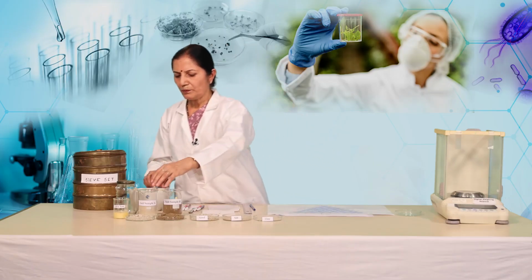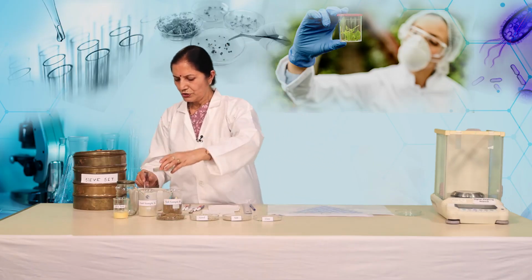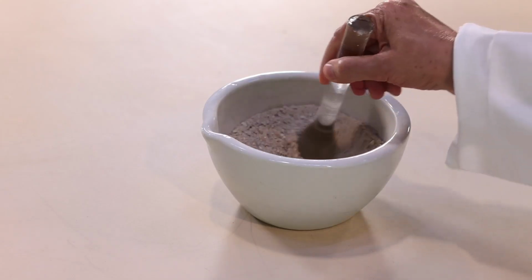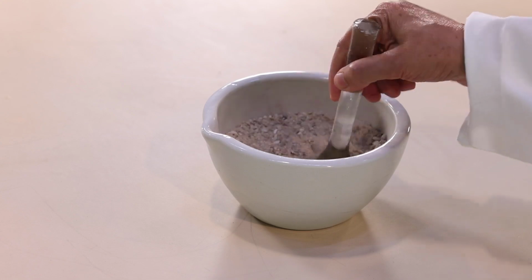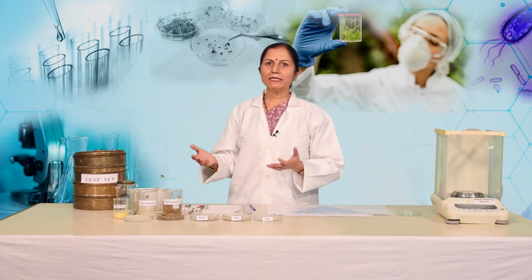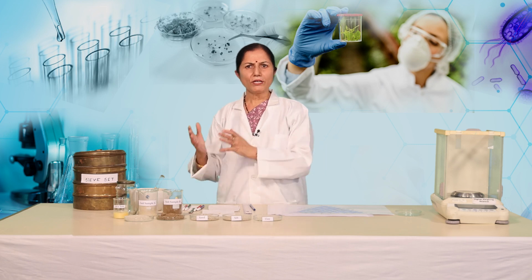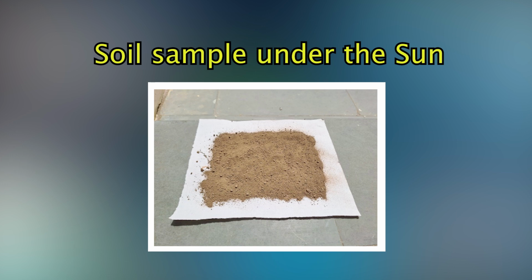Then break the lumps of the soil using pestle and mortar. After this, dry the samples in an oven at 80 degrees Celsius or on a stove, or by spreading these under sun to remove the soil moisture or capillary bound water.